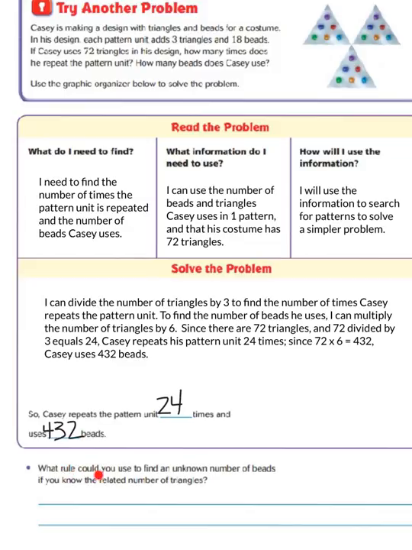So what rule could you use to find an unknown number of beads if you know the related number of triangles? We can multiply the number of triangles by 6 to find the number of beads.